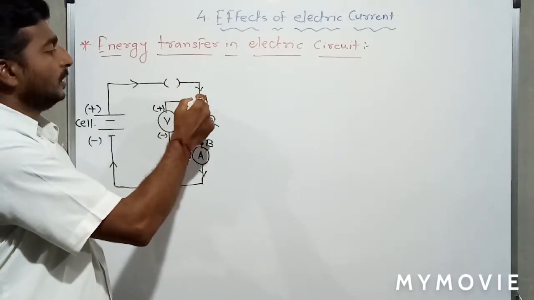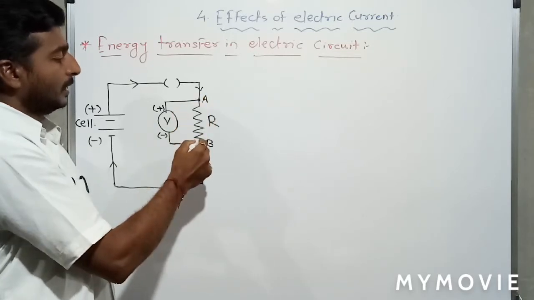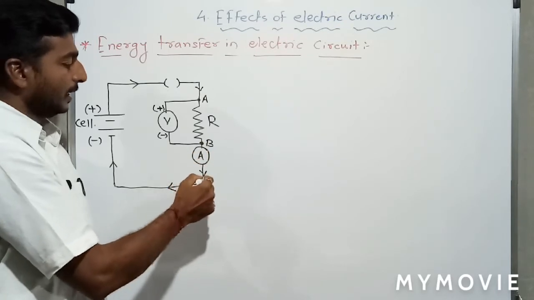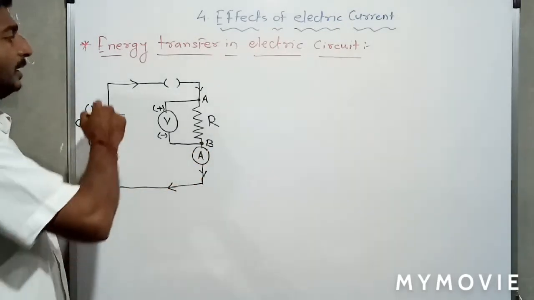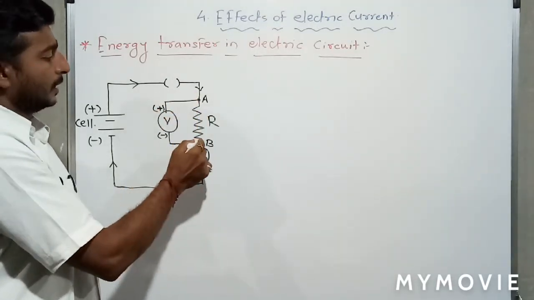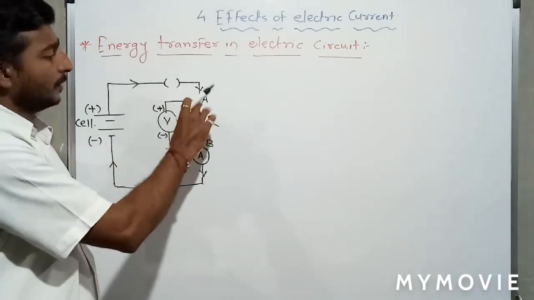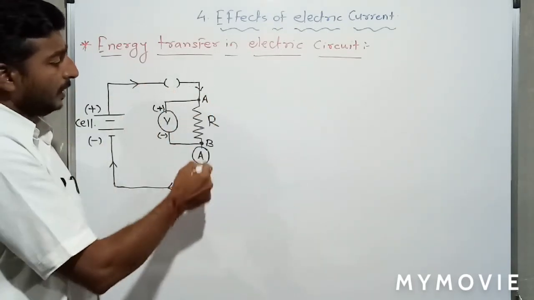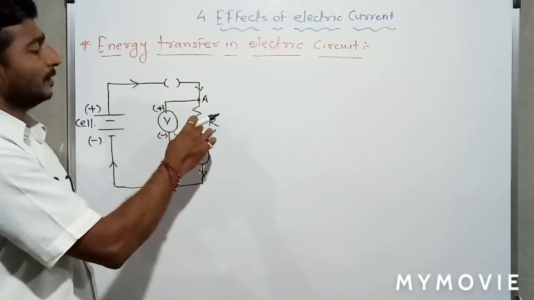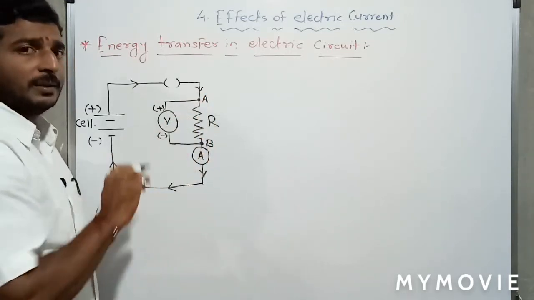The wire is connected to the resistance. The resistance is connected at points A and B. Then from B it is continued with the ammeter. So the ammeter is connected, and again the supply goes back to the cell. In this way the electric circuit is completed. Here, at points A and B, there is a voltmeter, that is, we have to calculate the potential difference across the resistance. The ammeter is connected in series to the resistor, and the voltmeter is connected in parallel to the resistor to calculate the potential difference between the two points of the resistance.